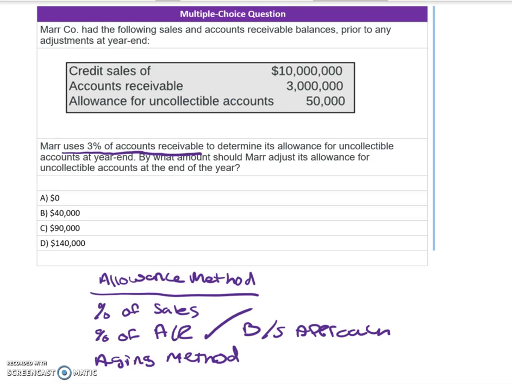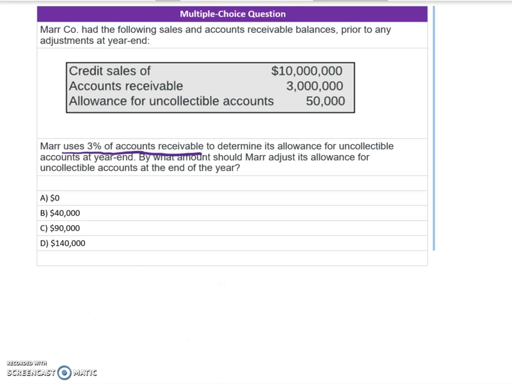First and foremost, what's the ultimate question? By what amount should MAR adjust its allowance for uncollectible accounts at the year end? So what we're going to be calculating is the ending balance of our allowance for uncollectibles. What do we remember about our allowance? They are considered a contra asset, which will be reflected on our balance sheet.